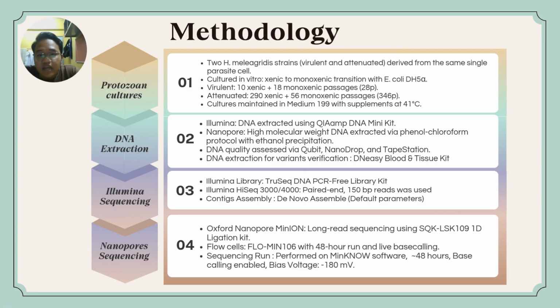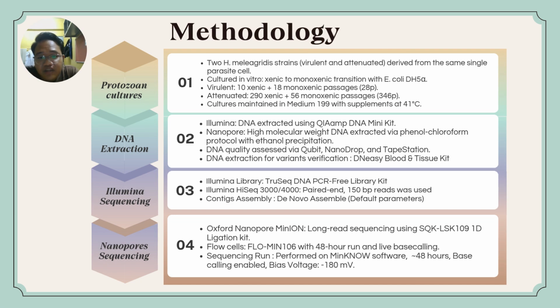Hi, I'm Desmond, and I'm going to present the methodology part of this presentation. The first method is to produce protozoan cultures, which consist of two Histomonas meleagridis strains from the same single parasite cell, cultured in vitro, xenic to monoxenic transitions with E. coli DH5 alpha. We have 28 passages of the virulent and 346 passages of the attenuated strain, cultured and maintained in medium 199 with supplements at 41 degrees Celsius.